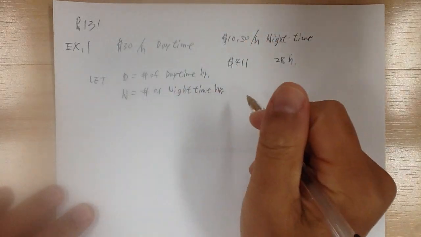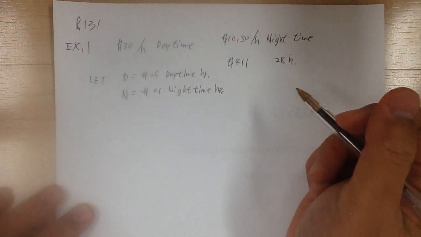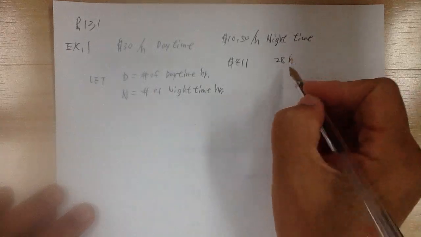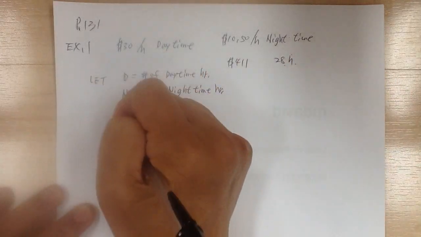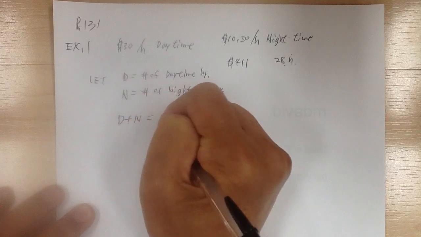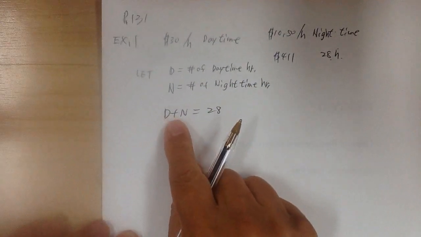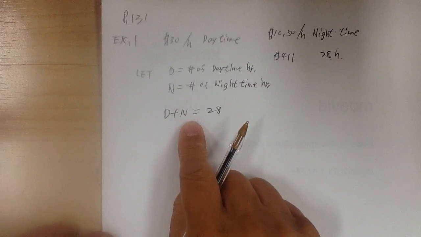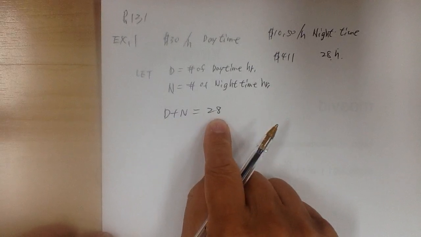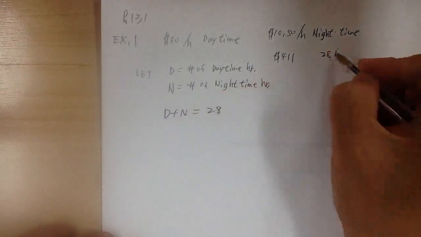And so now you can write the equation. There are a total of 28 hours, so D plus N equals 28 hours. The daytime hours and the nighttime hours used total 28 hours. So that's this one here.